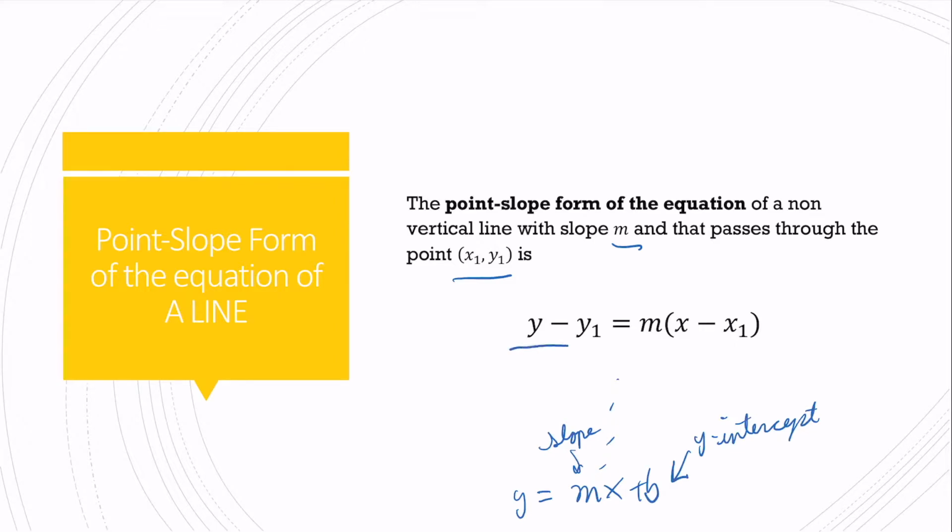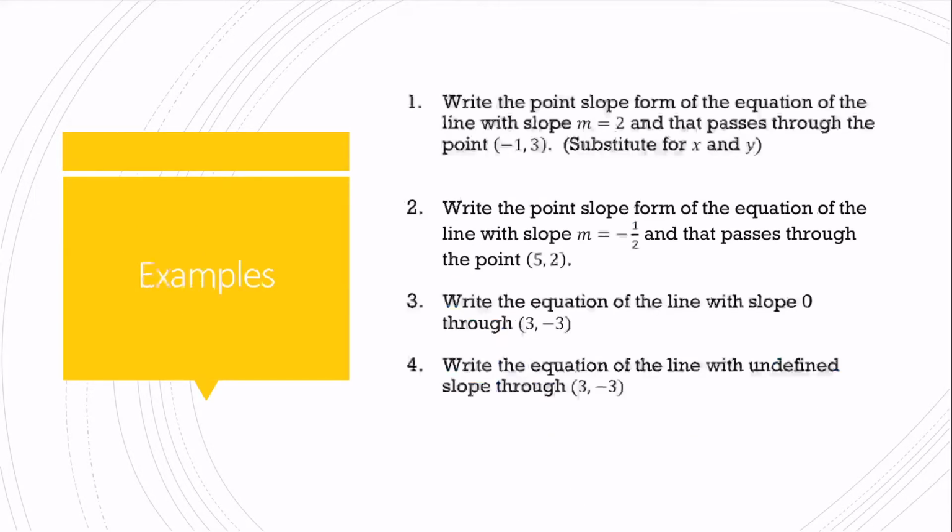So why don't we work through quite a few examples using point-slope form. You will need to memorize and know how to use this, but I'm sure once we work through quite a few examples, it'll be hard to forget. So first thing I want to do is write the point-slope form of a line with slope m equals 2 that passes through the point when x is -1, y is 3.